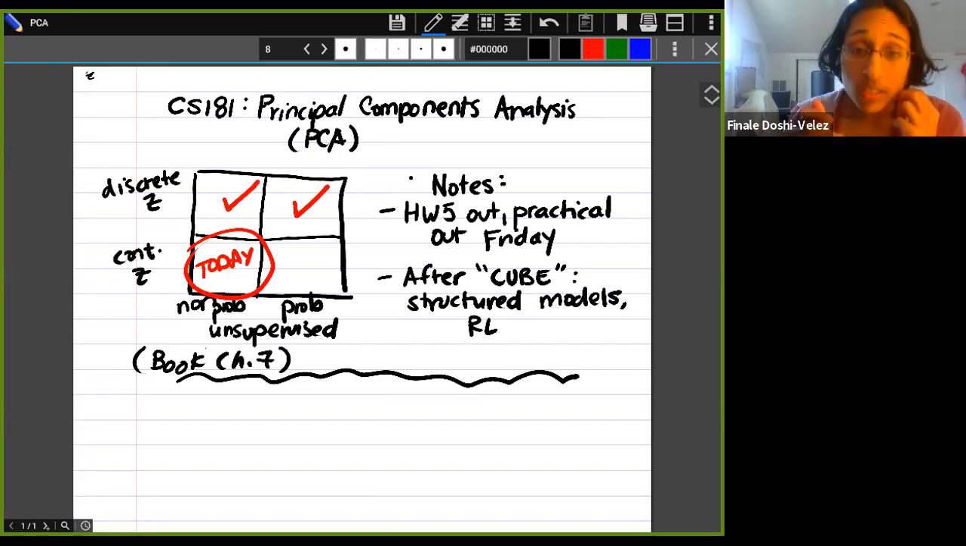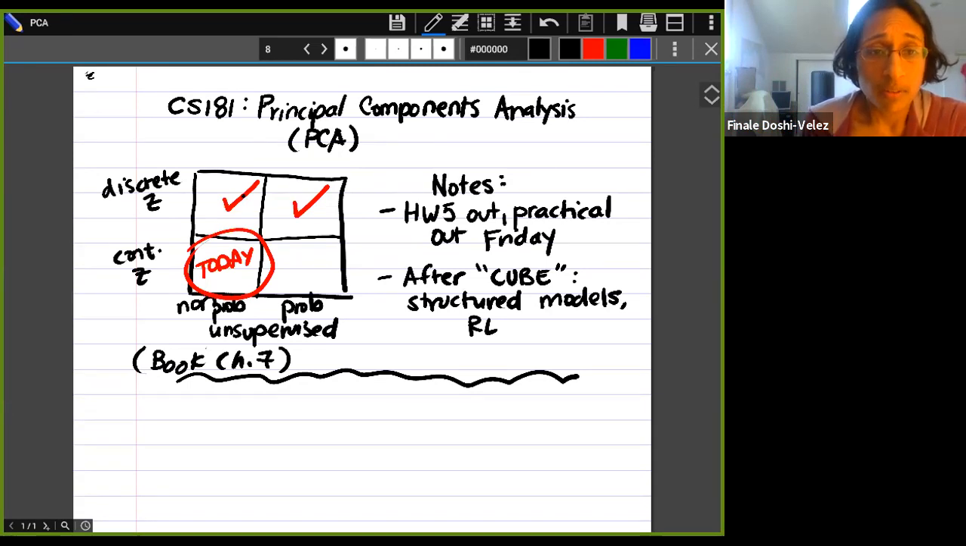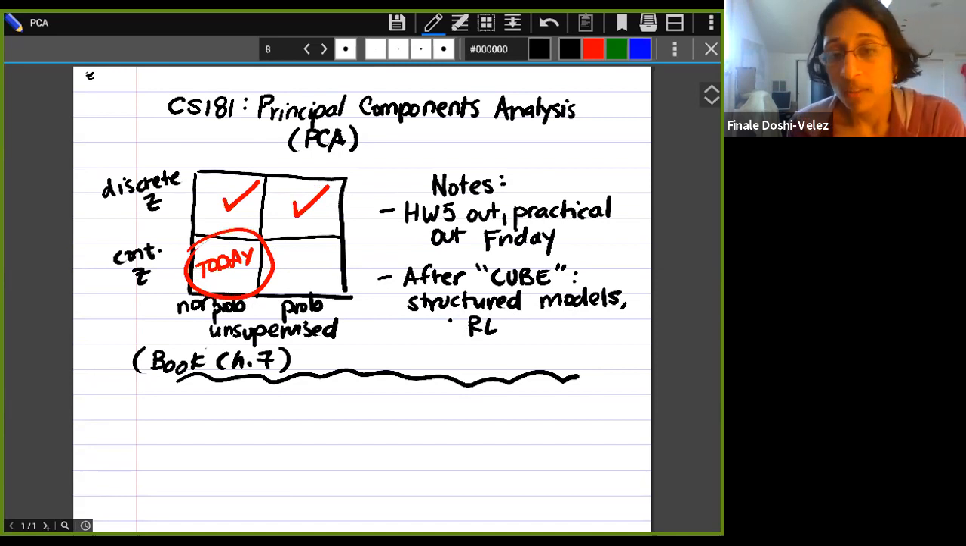And then just as a preview for what's coming next, today we're doing PCA, which falls into this bucket. After that, we will finish up the cube. And then beyond the cube, we're going to be looking at structured models, which we'll get to. I'll explain more when we get there. As well as RL, and that'll finish out the semester.